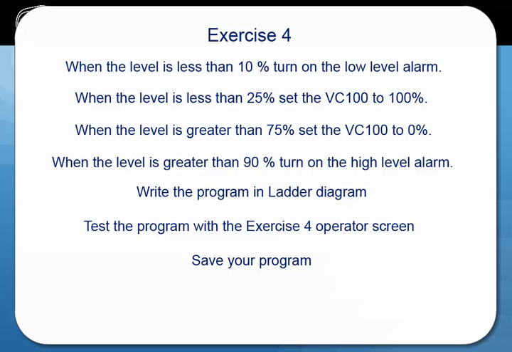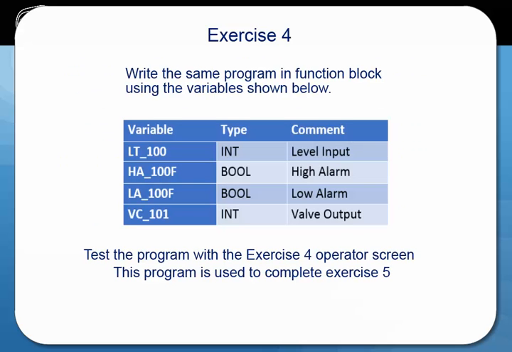Each line in our program specification can be translated into one line of code. Write a program in Ladder and test it with the Exercise 4 operator screen. Save your program. Write the same program in function block using the variable shown below. Test the program with the Exercise 4 operator screen. Save your program because you will need it in the next section.